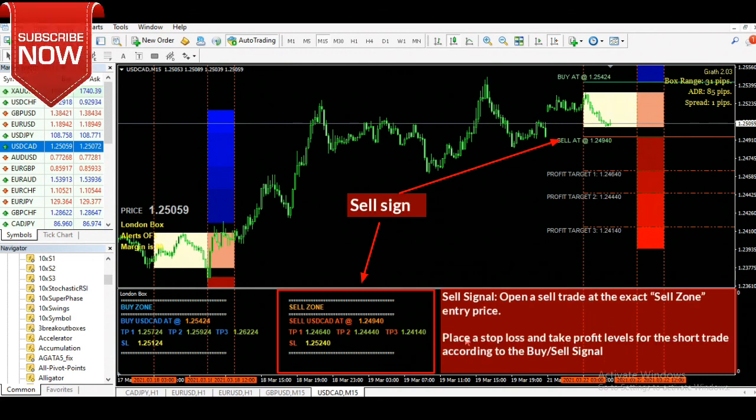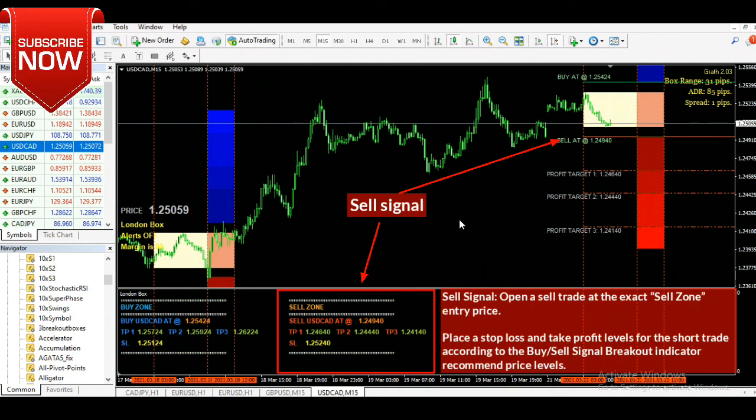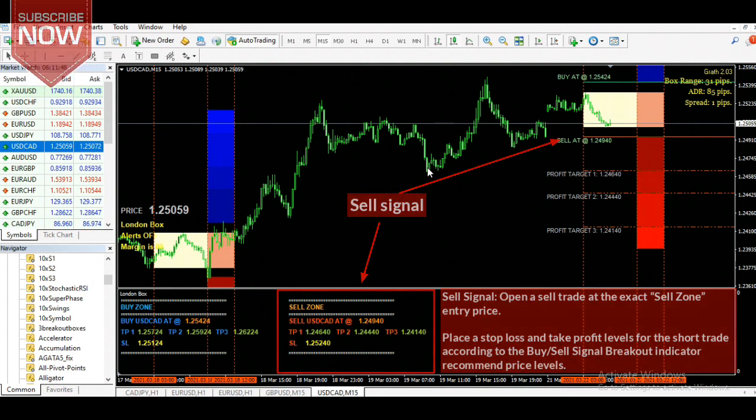Sell signal: open a sell trade at the exact sell zone entry price. Place a stop loss and take profit levels for the short trade according to the Buy Sell Signal Breakout Indicator recommended price levels.